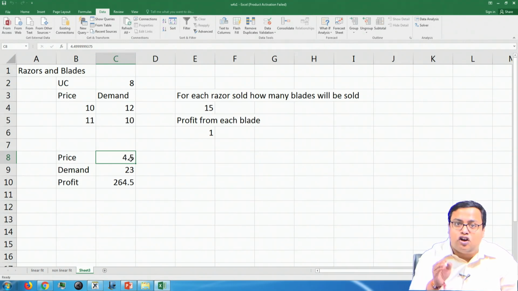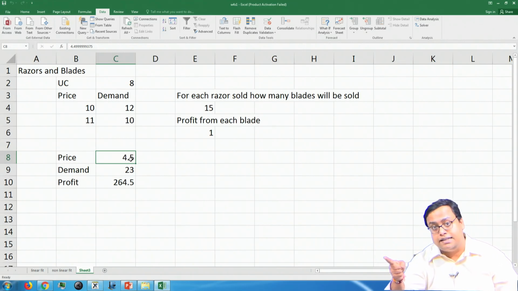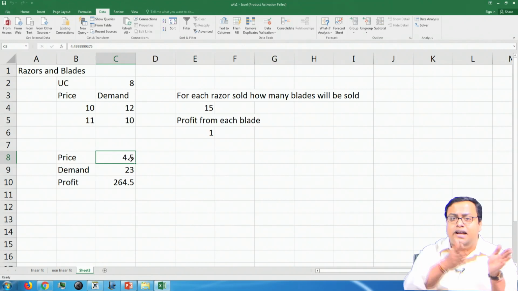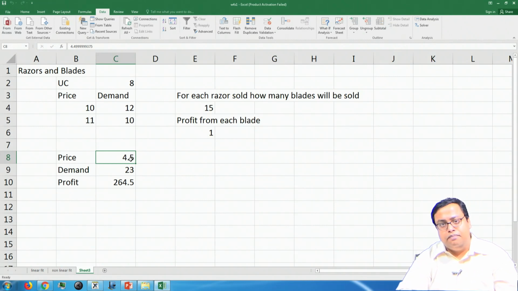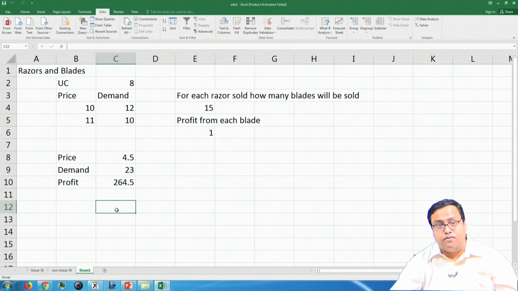You are making a loss on every razor sold, but you are making money how? Because every razor sold will also give 15 blades, and each of those 15 blades gives me $1. So, that is where you are making profit. So, you are making sure that I will charge in such a way that I have enough razors sold, so that I can make quite a bit of money from the blades also. So, this is the type of pricing which is different from the previous one. We call it two-part tariff actually.